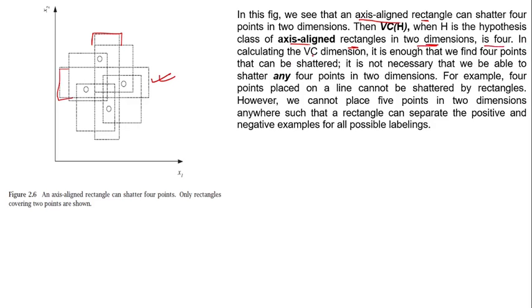In calculating VC dimension, it is enough that we can find 4 points that can be shattered. It is not necessary that we will be able to shatter any 4 points in 2 dimensions. For example, 4 points placed on a line cannot be shattered, which is true. If 4 points are placed on a line, then it cannot be done using a rectangle, okay? So shattering any 4 points is not possible.